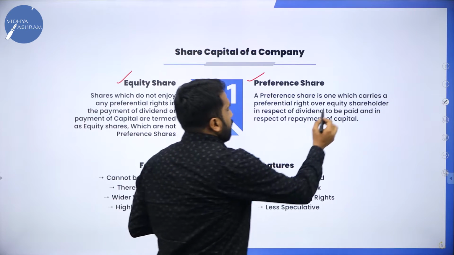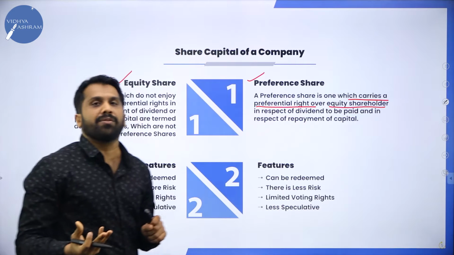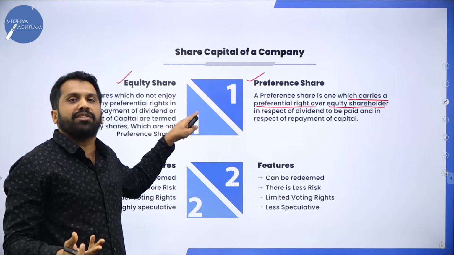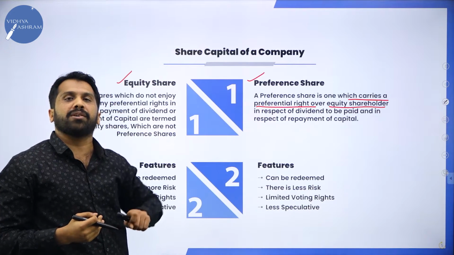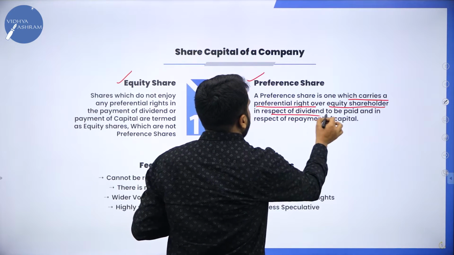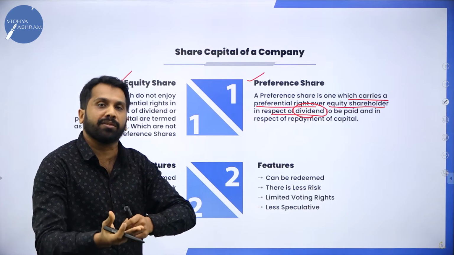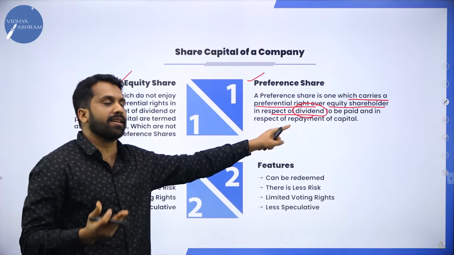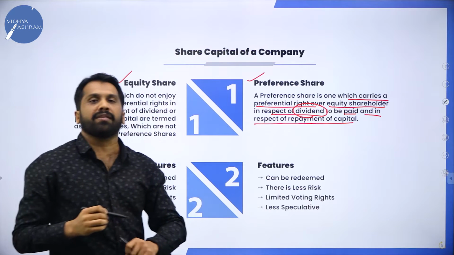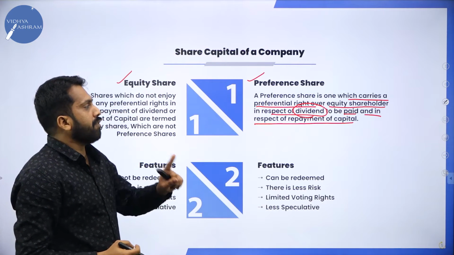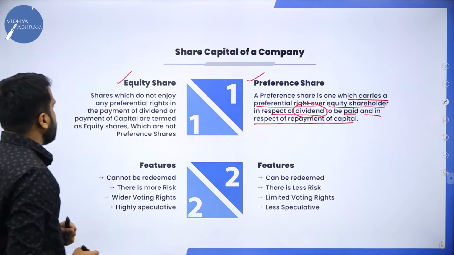Preference shares are those which carry preferential rights over equity shareholders. As I told you, before giving to equity shareholders, first it will be given to whom? Your preference shareholders. In respect of dividend, what do you mean by dividend? Whatever profit they share, that profit we call dividend. It is to be paid first, and also in respect of repayment of capital. At the time of repayment also, first preference will be given to preference shareholders, opposite to equity.